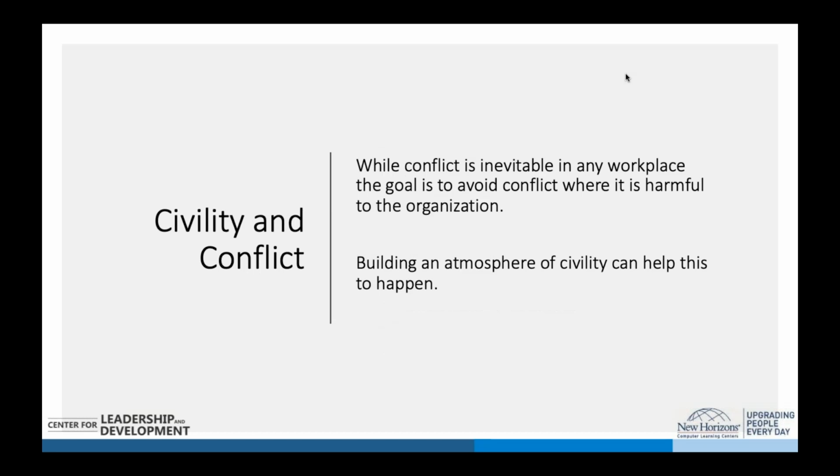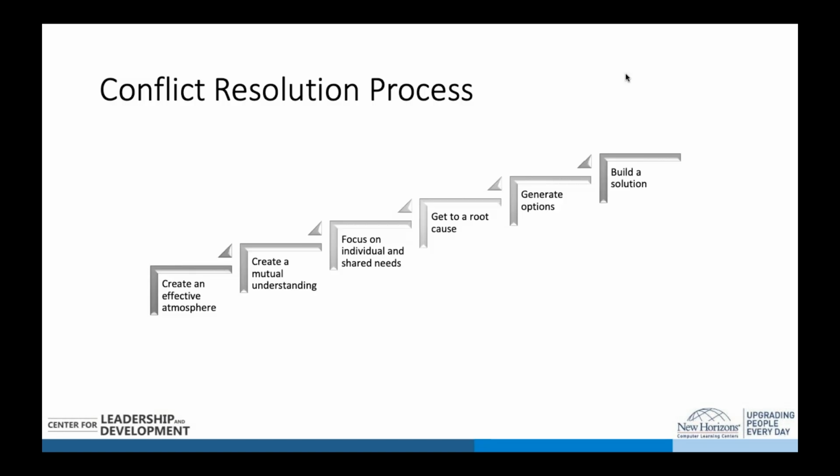Being civil: conflict, as I said, is inevitable, it's unavoidable. But building this atmosphere of civility, and again, you're not going to avoid conflict, but building a civil atmosphere helps work towards that ultimate collaborative strategy for dealing with and managing conflict. So build the atmosphere of civility within your organization.